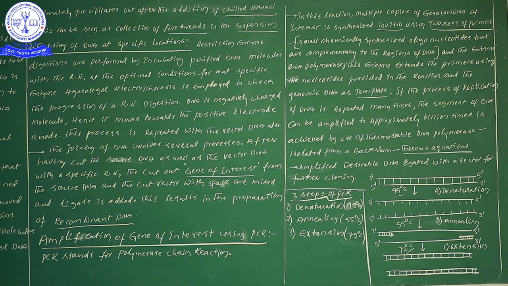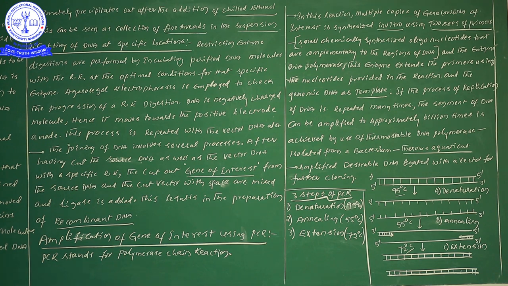Don't forget, the same kind of restriction enzyme we have to use for cutting both sources. When this desirable gene, or gene of interest, is placed in the plasmid, we can see the formation of recombinant DNA. I already told you four or five times, recombinant DNA is nothing but the combination of two different types of genes together. One is the plasmid DNA, and the other is the newly inserted gene of interest, or desirable gene, or foreign gene, or alien gene.